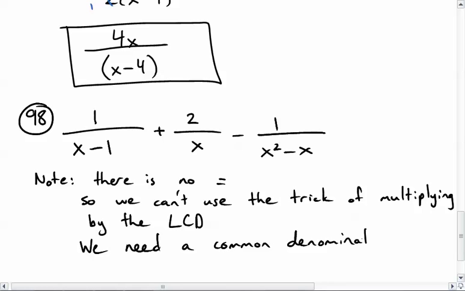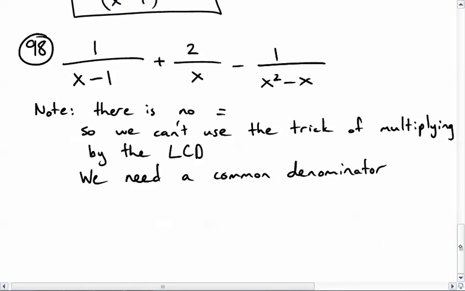Okay, luckily, we aren't going to do expressions anymore after this. So all we're going to do is equations. So you can mostly use the LCD trick, but in this case, we actually need to make common denominators.